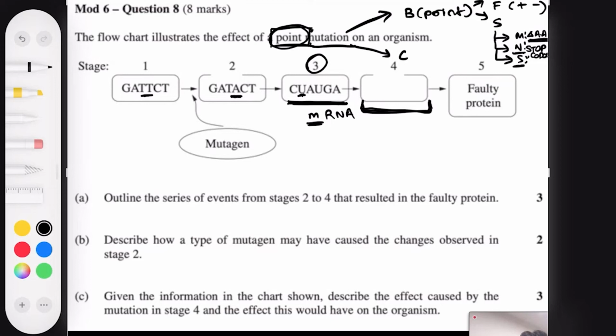Good. All right. So outline the series of events from stages 2 to 4 that resulted in the faulty protein. So here we know we are talking about the amino acid sequence, right? What did I tell you? Look at the DNA, then you must look at the RNA, then you must look at the amino acid sequence. So series of events straight away.